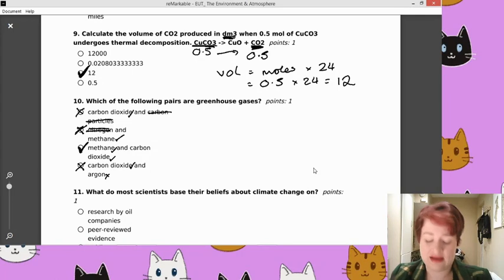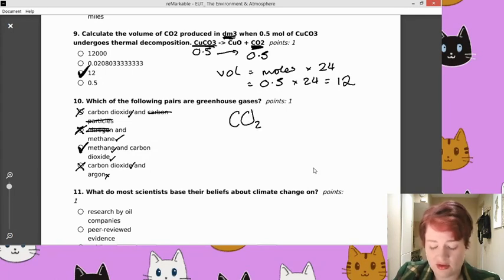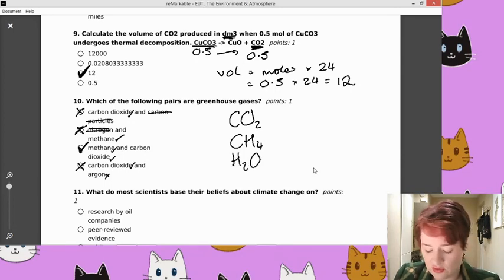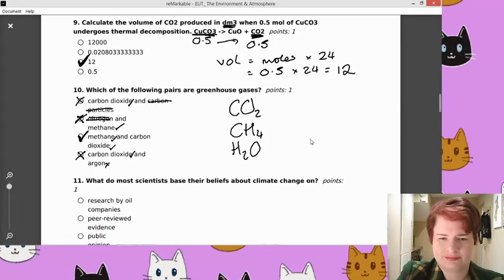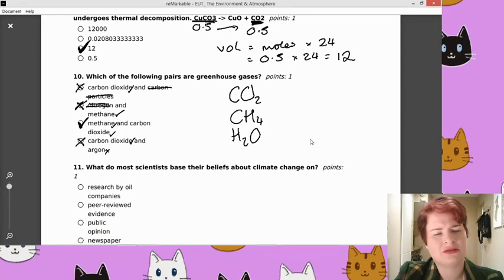So our main greenhouse gases that we are always going to be looking for are CO2, i.e. carbon dioxide, CH4, which is methane, and water, H2O. Those are the main three that we'll be keeping our eyes out for when it does come to test exams and things like that. And for reducing our impact on global warming, you know, just in life as well.